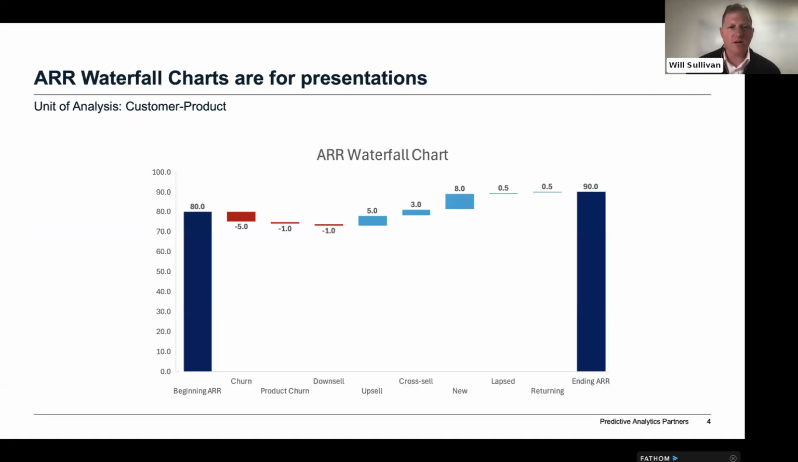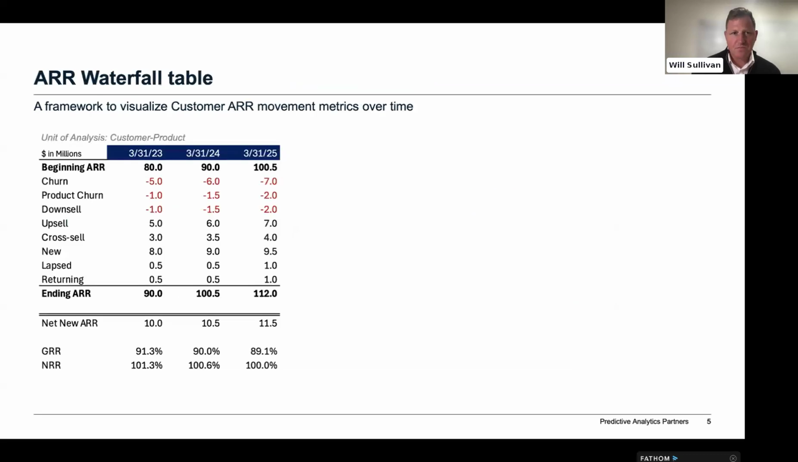I'm sure most people here have seen an ARR waterfall chart. It's actually a bridge chart, which goes from one period to the next and shows the movements. This is referred to as a waterfall or a bridge. You've got some negative movements, some positive movements. But most people don't know what goes behind this and how it was built. That's the ARR waterfall table, which lets you visualize customer ARR movements over time. That time period is both within the period and across periods, which is very powerful.